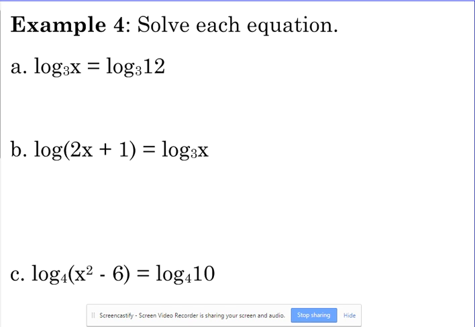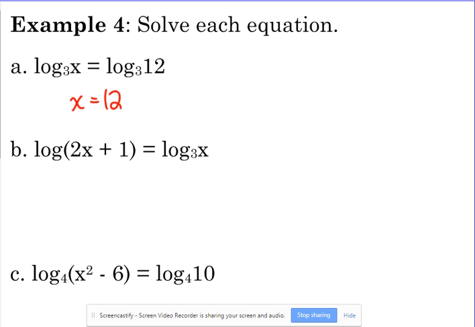Okay, let's solve these equations. Just like our exponential equations, if we have the exact same logarithm on both sides, what does x have to be equal to right here? 12. All right, this is kind of like a duh. I mean, of course x is 12. That's the only thing that's going to make this equation true right here.